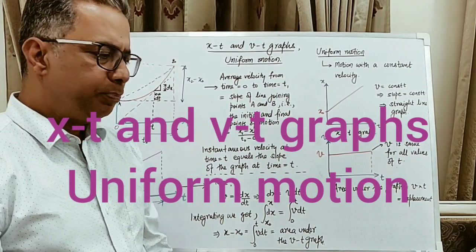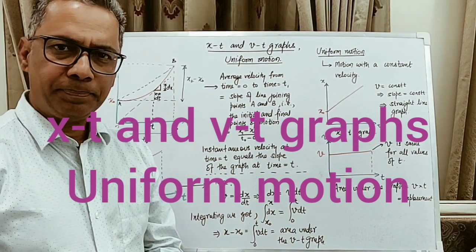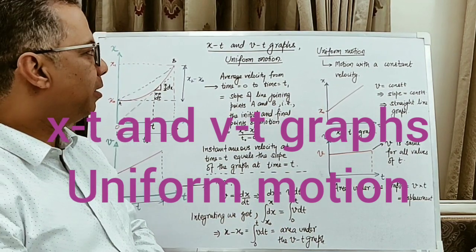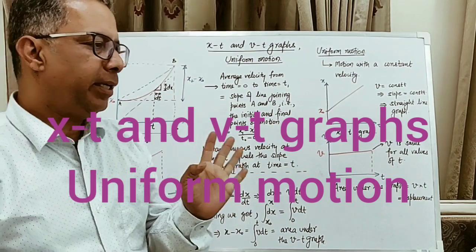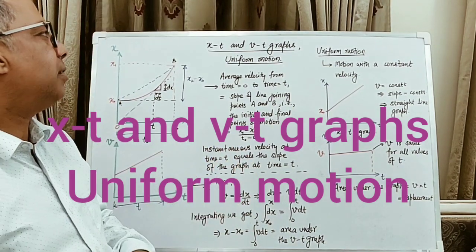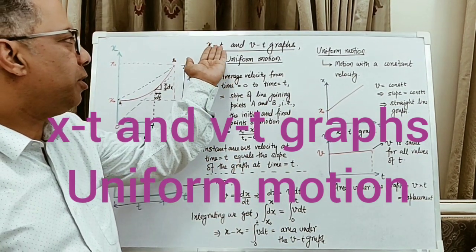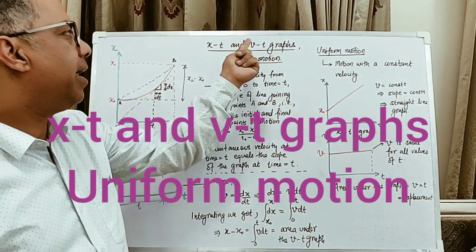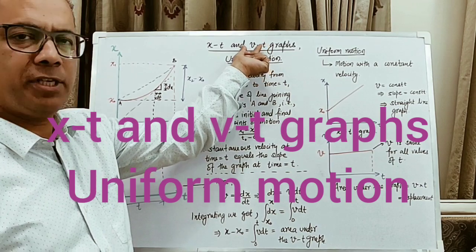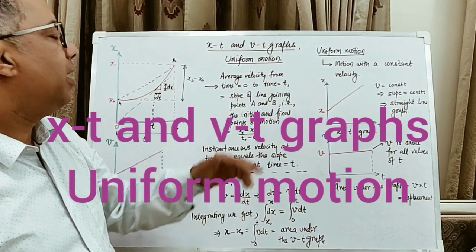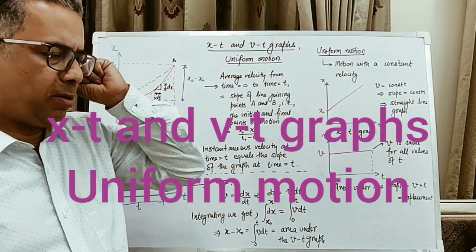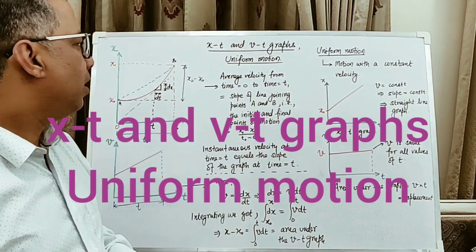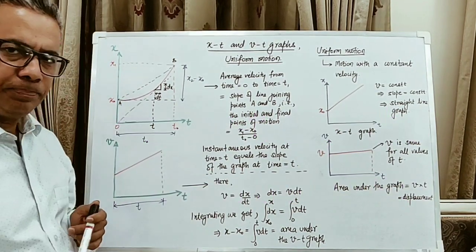Now we continue from where I left off in the previous video. In this video we'll be discussing the position time graph, xt graph as we call it, and the vt graph, the velocity time graph as we call it, and later we will be talking briefly about what we call uniform motion.